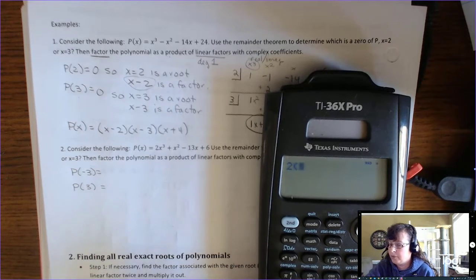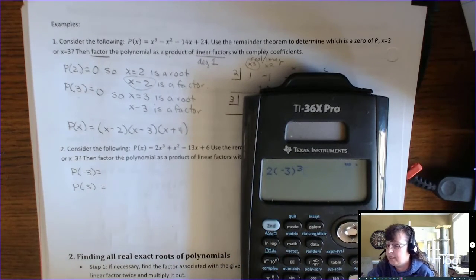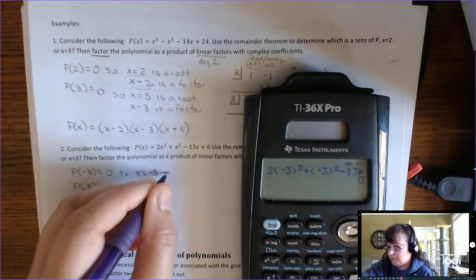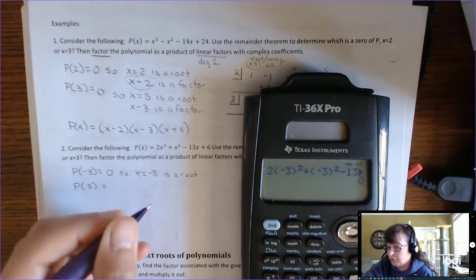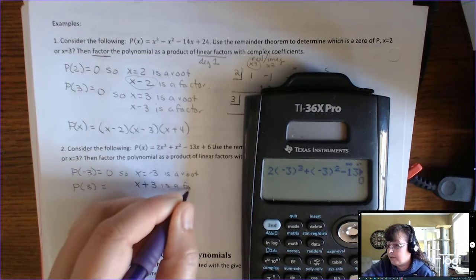Okay, so 2 parentheses negative 3 cubed. And notice how I love the parentheses substitution method. Keeps me from having to worry about negatives. Parentheses negative 3 squared, that's going to be positive. If you don't have the parentheses around the negative, it gives you the wrong answer. All right. And we got a remainder of 0. So that means negative 3 is a root, or a solution, or 0. That means x plus 3 is a factor.